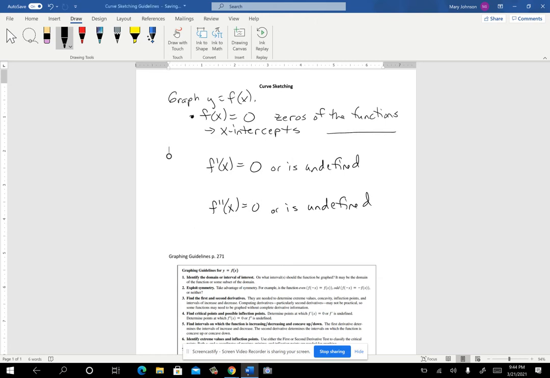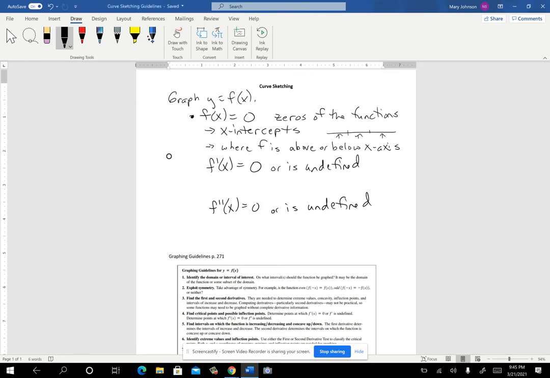If you know the x-intercepts, then you can test these intervals to find out where f is above or below the x-axis, okay?